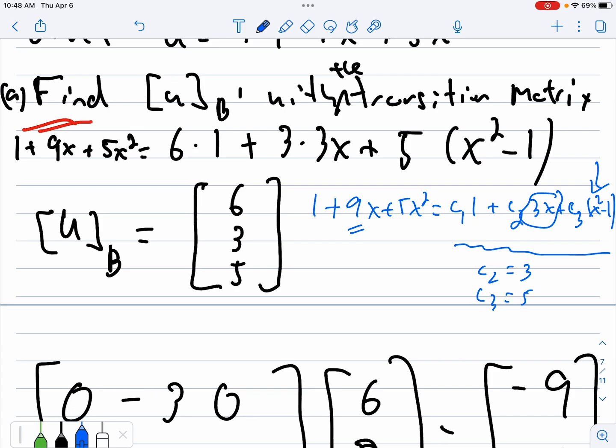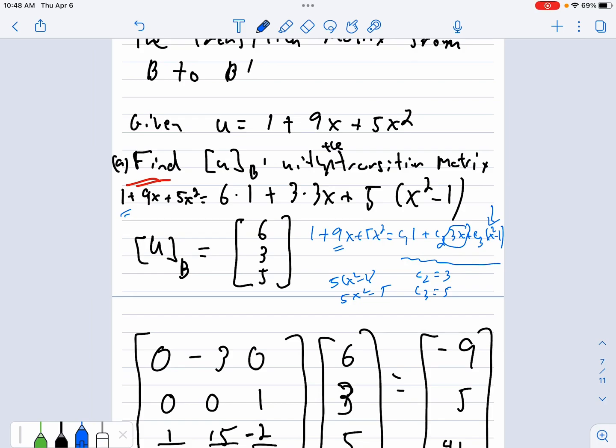And if you did the math with that, 5 times x squared minus 1, you would get 5x squared minus 5. And I would need to add how much to get 1 up here? Well, that's 6, okay? So that's how I could get those numbers.